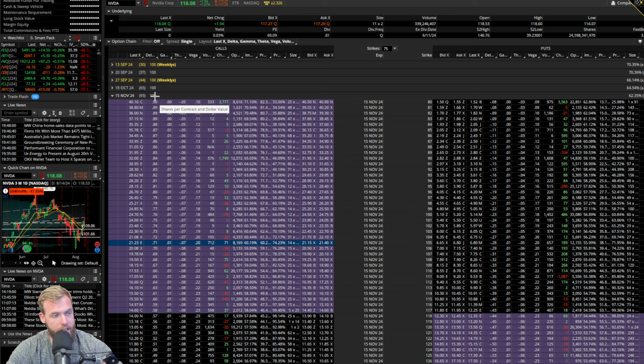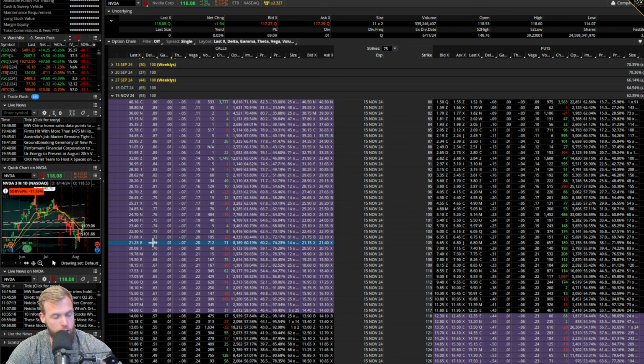So if we go this 93 DTE, and then we go in to the 71 delta. Why the 71 delta? Well, if you take a look again, it's for liquidity. This is a slightly more liquid strike than the surrounding strikes.